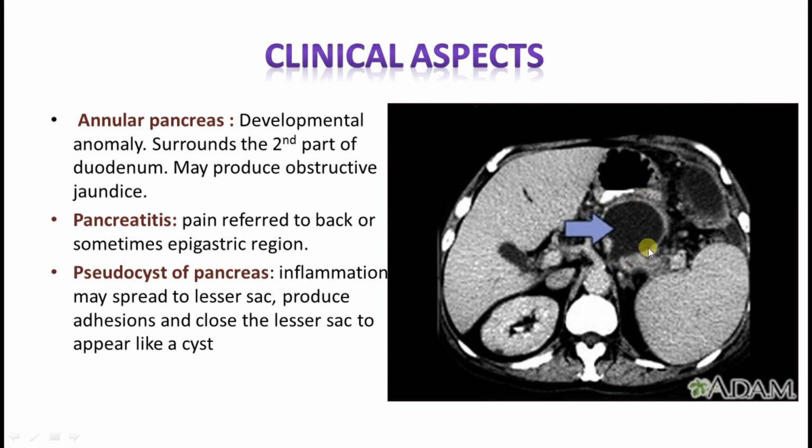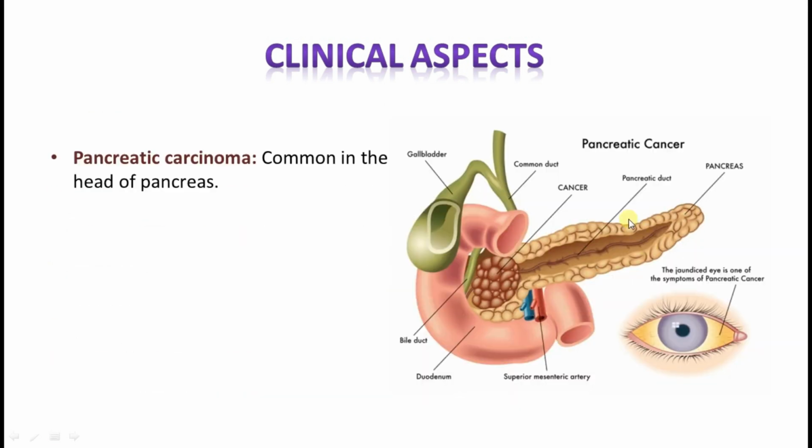So carcinoma, again. Pancreatic carcinoma is most common in the head of the pancreas. Even chronic pancreatitis might become cancerous at one stage. It mostly affects the head, and usually the carcinoma starts from the duct system.